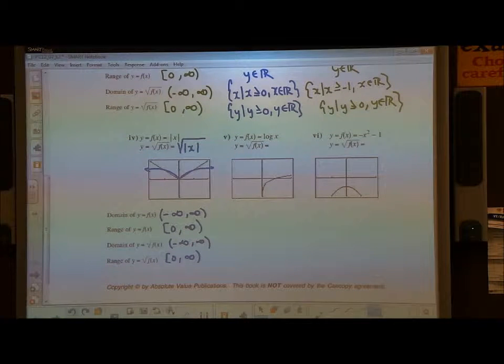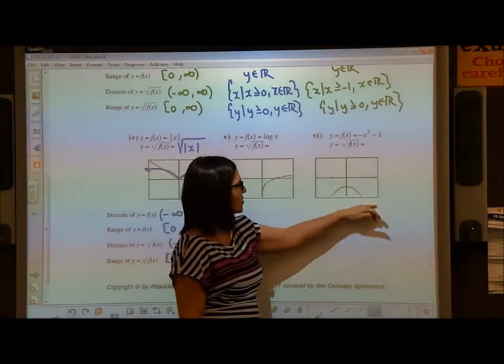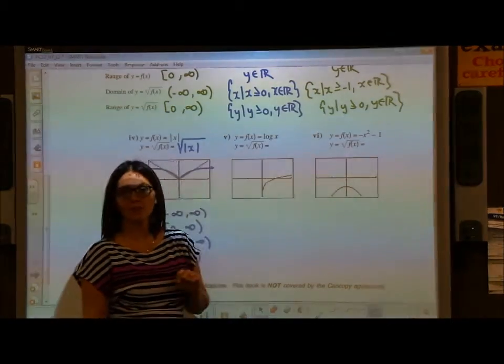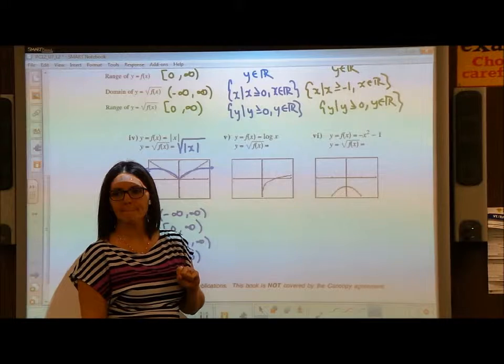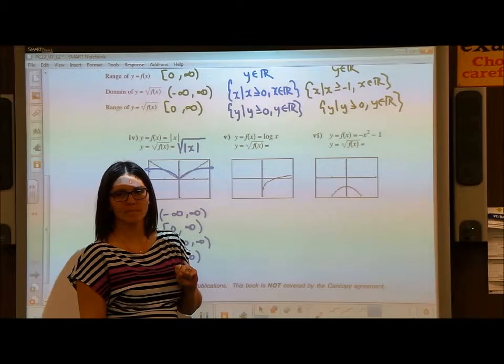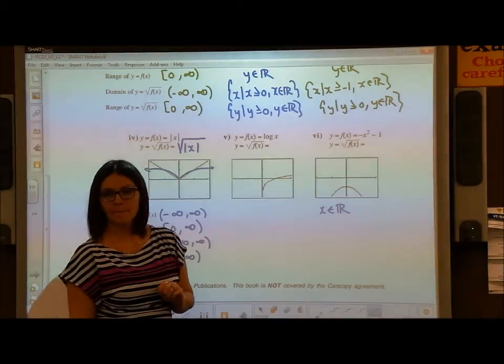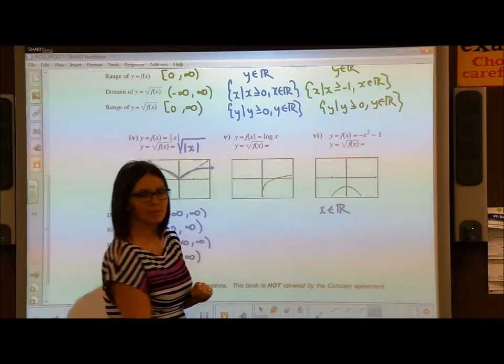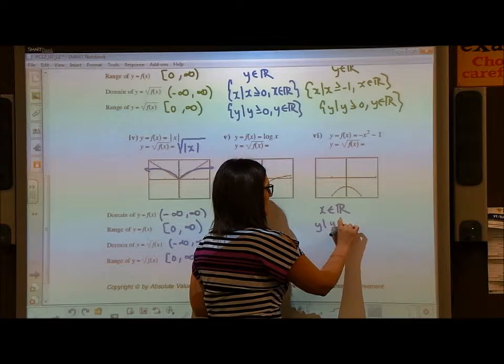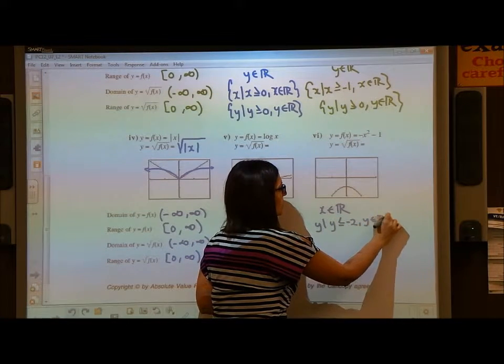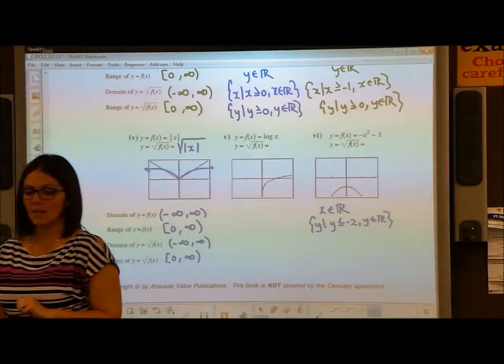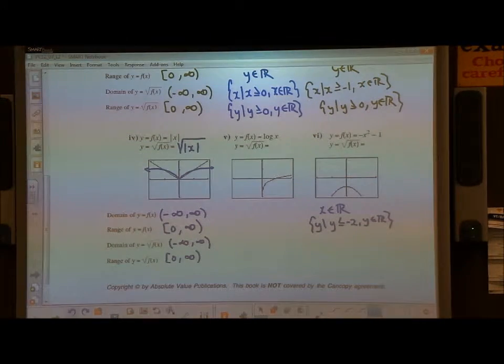And I said I'd skip 5 because it deals with logs and we haven't gone there yet. So then I'm going to skip to 6. Y equals f of x equals negative x squared minus 1. So if I look at this graph, what is the domain of this graph? X can be a real number. What's the range? Y has to be less than or equal to negative 1, and it can be a real number after that. What happens when you go to take the square root?